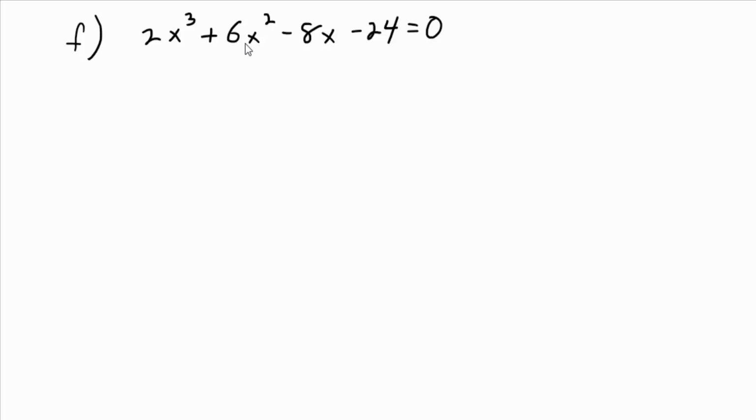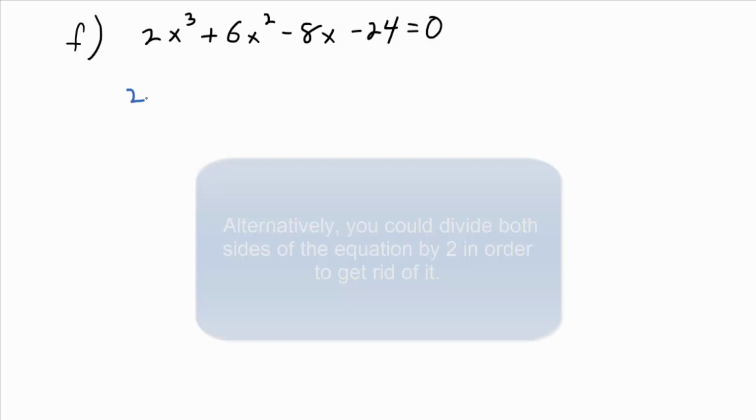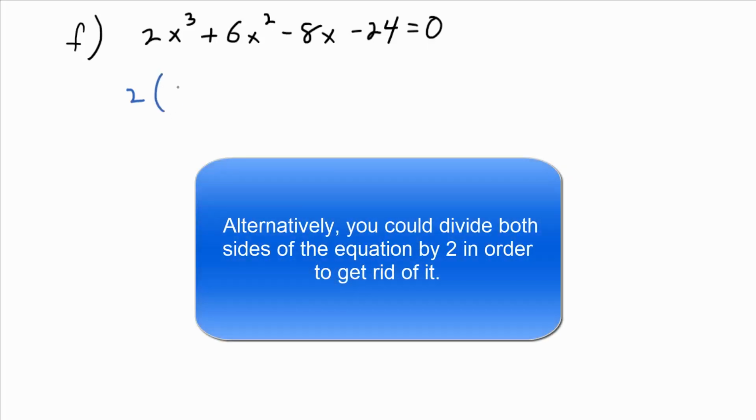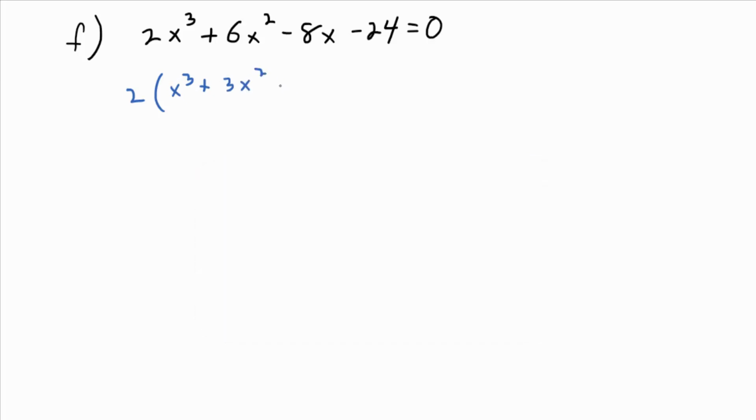What is the greatest common factor here? 2. Each term has a factor of 2 in it. So if you factor out a 2, what's left? x cubed plus 3x squared minus 4x minus 12. There you go. And then don't forget the equals 0.